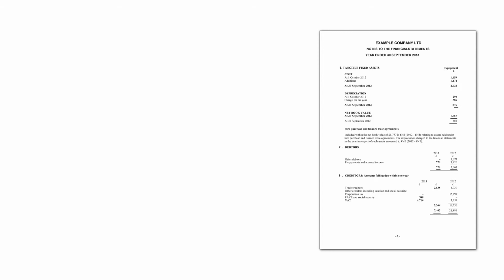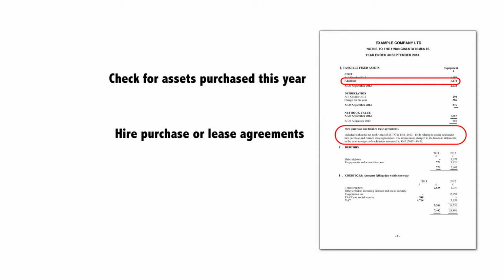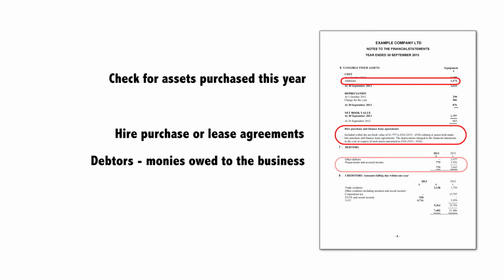For example, fixed assets. If you know the business has purchased assets in this period, check additions for the correct amount. Any hire purchase and lease agreements you have should be mentioned in this section here. Debtors shows the breakdown of monies owed to the business. Check this is in line with what you expected.